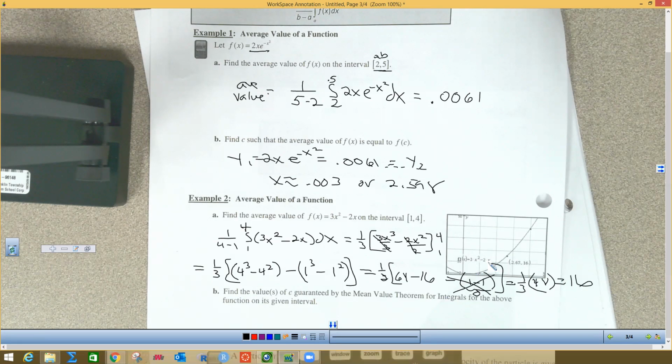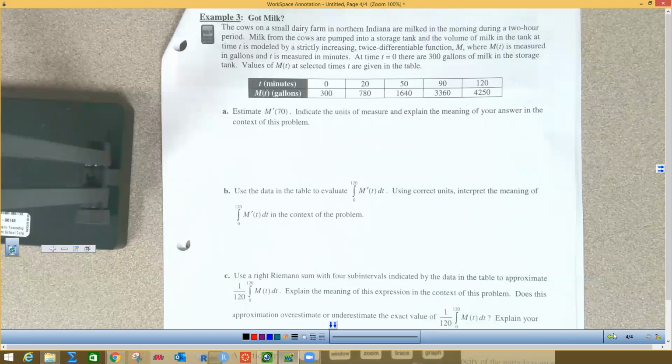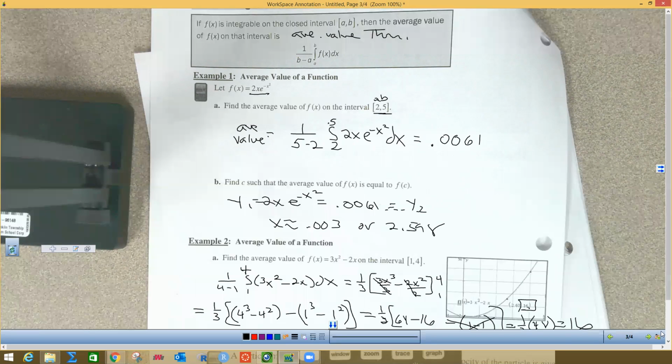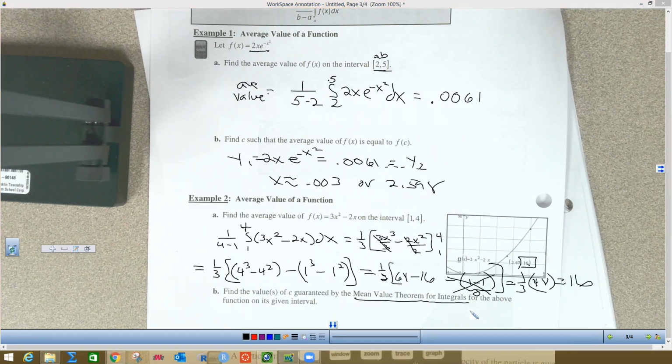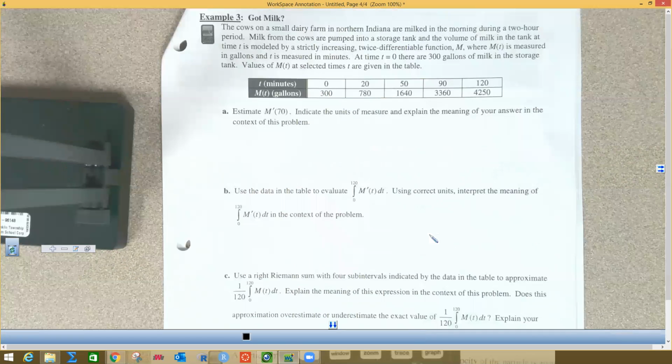So the average value of this graph over here is, and he even put it up here, 16. This is the average value of this function. Okay, now this says mean value theorem of integrals, not on your test, and it's not on the AP standard. So if we have a problem on the test like that, we're not going to do that problem, okay? All right, coming over here. Now this is the chart.